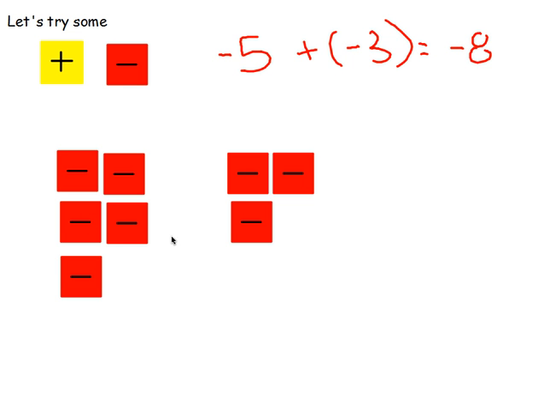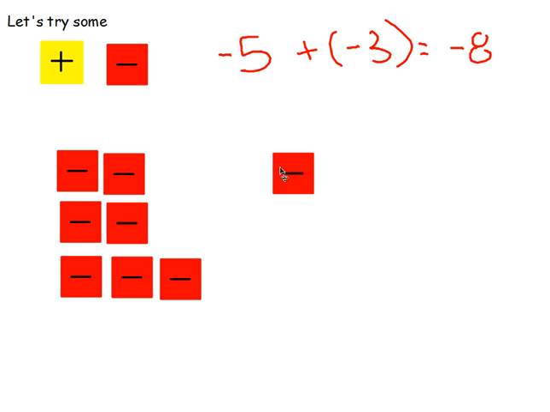Now, if you look over here, we can't make any zero pairs because there's no positives. So we just count up how many negatives we have total. So 1, 2, 3, 4, 5, 6, 7, 8. So negative 5 plus negative 3 is negative 8.